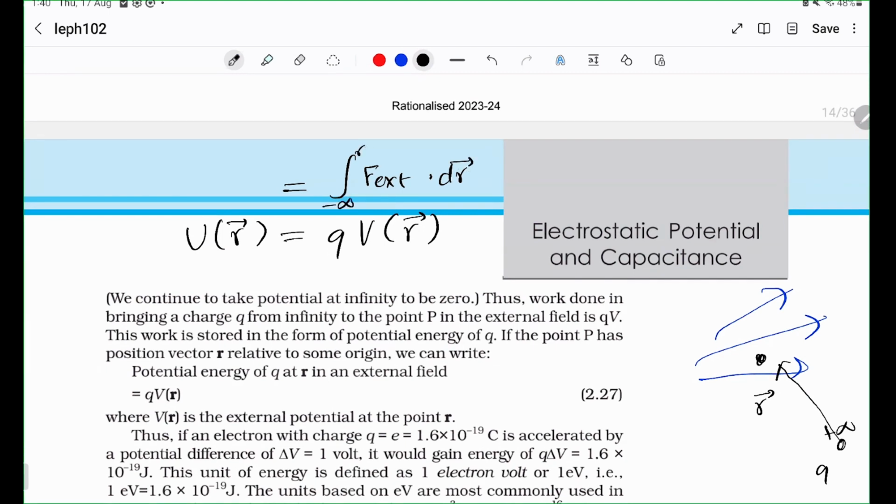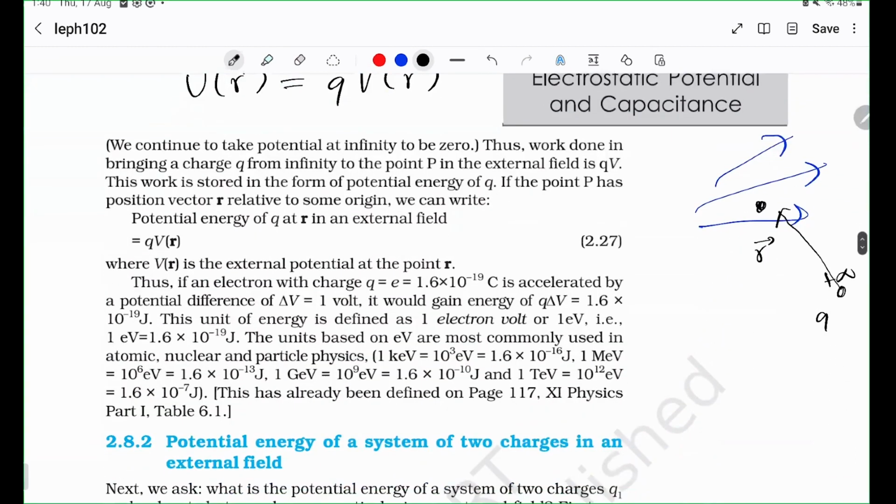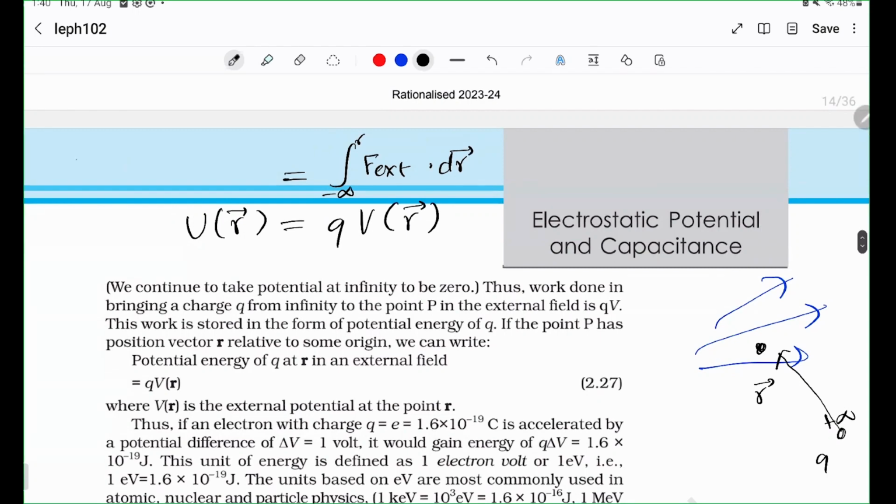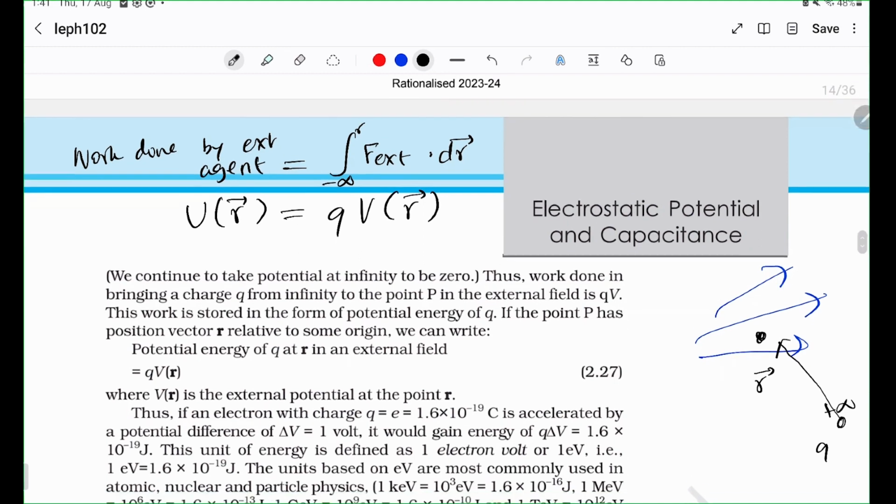Okay, so I hope all of these concepts are very clear. This is the work done by external agent. Maybe you, right? You're expending a lot of energy. You just ate. Why do you eat, by the way? It's a very interesting question.